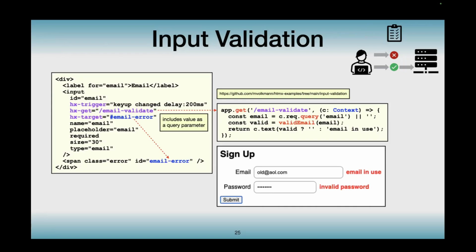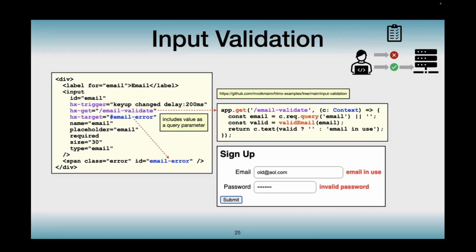If that's the case, then I want to send a GET request to /email-validate. And with the value that comes back, I want to insert it into the element with an ID of email-error. And so all this endpoint is doing is trying to make sure that the email address that you've entered is not one that is already in use. But if it is already in use, I'm going to return the text "email in use," and it will display that as you see in the lower right there where it says email in use in red. So the endpoint is just getting the email address that you've typed into the input. It comes in as a query parameter, and then I'm checking to see if it's valid.